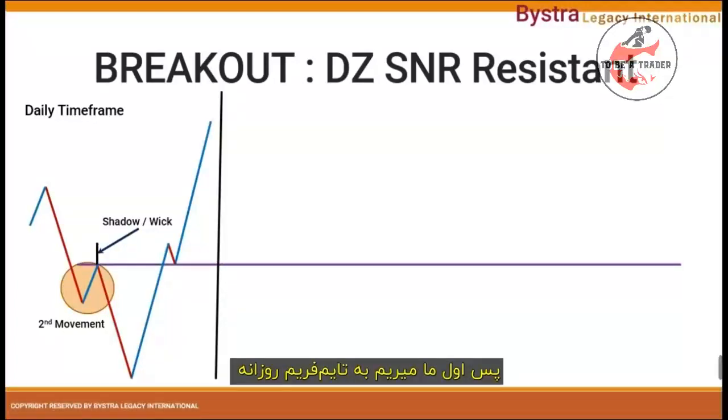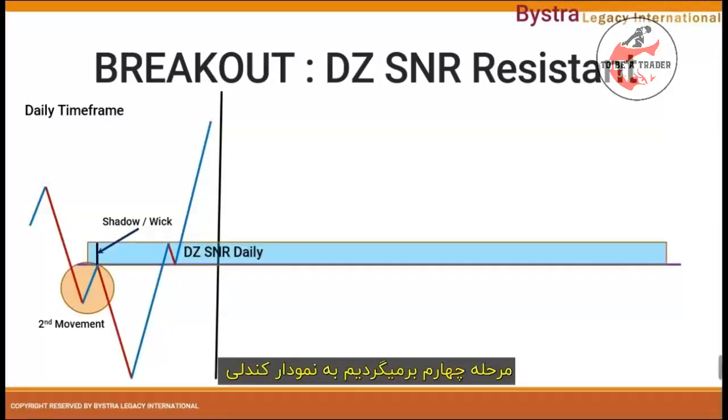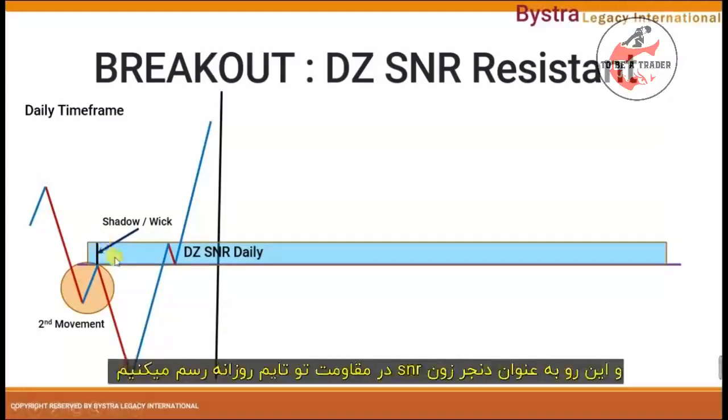So first, we go to the daily time frame. Second, we go to the line chart. Third, we mark the horizontal line at the edge of the resistance here. Fourth, we go back to the candlestick chart and then we mark our edge of resistance all the way to the shadow of the candlestick and mark this as our danger zone SNR at the daily time frame for resistance.